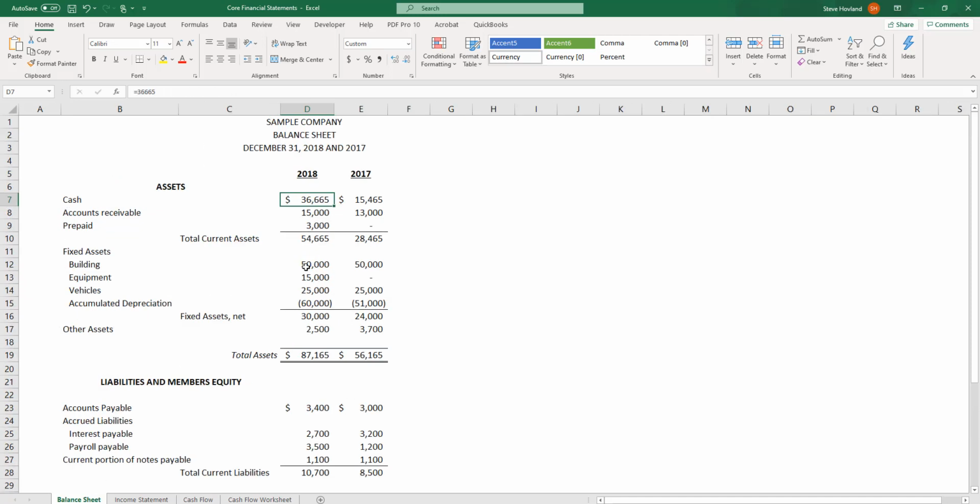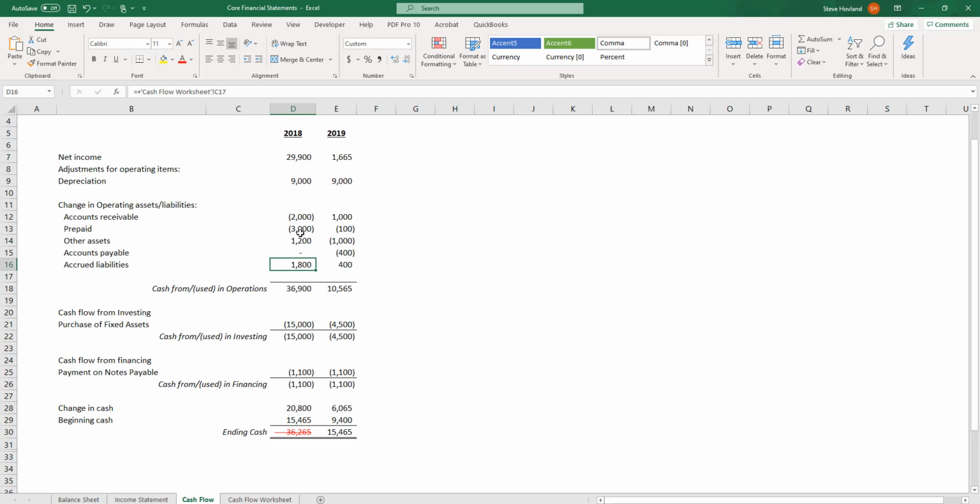So if you come to the balance sheet, this balance sheet still works. But that's because I only changed something in the cash flow statement, so then it says, hey, your cash flow statement's out of whack, something's wrong here. So I just wanted to let you see that.